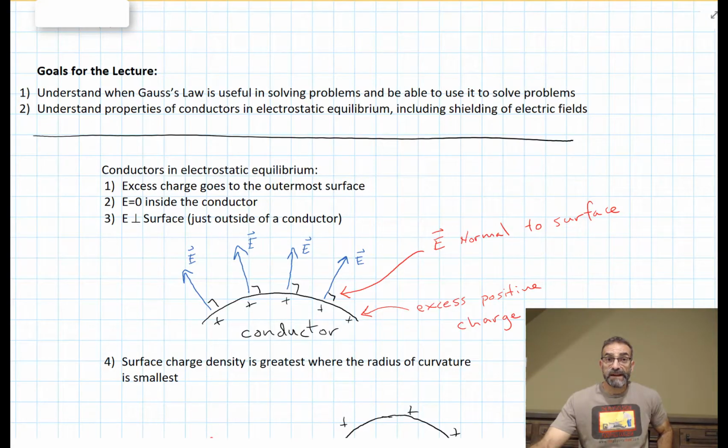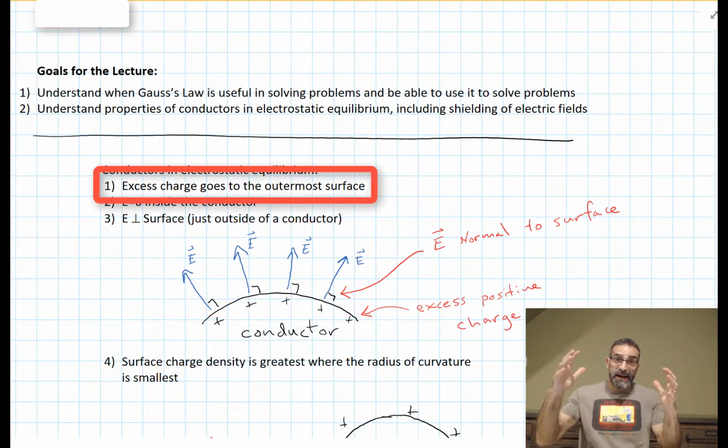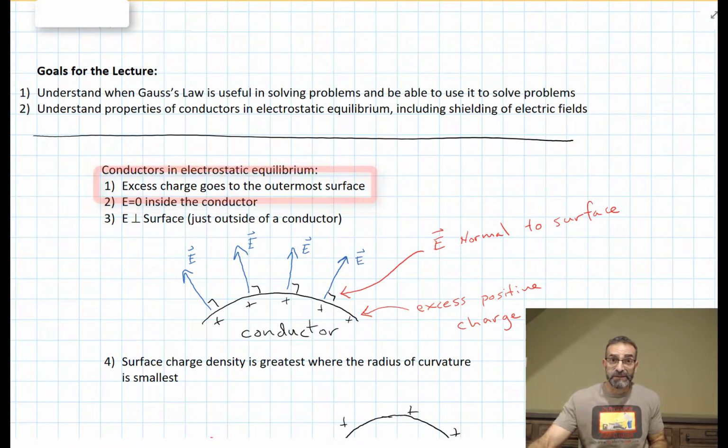Let's start by talking about some properties that conductors have when they're in electrostatic equilibrium, and then we'll get back to Gauss's law. The first thing we know about a conductor that's in electrostatic equilibrium is that any excess charge that's added to that conductor ends up on the outermost surface. Why is that? Because like charges repel each other, and in a conductor, the charges are free to move around. So they're going to move as far away from each other as they can. They're going to end up on the outermost surface of that conductor.